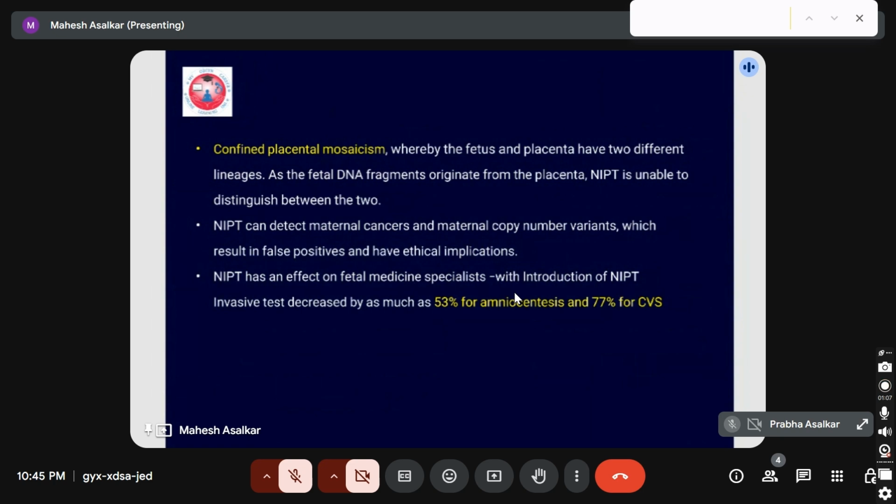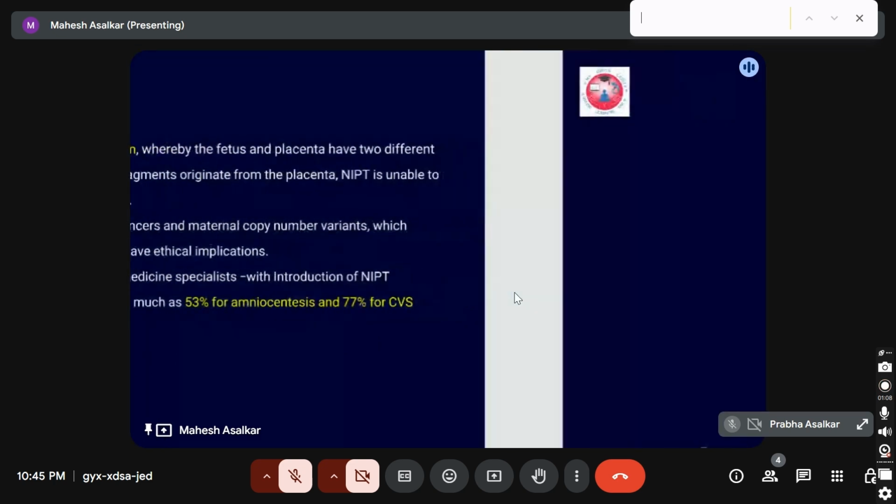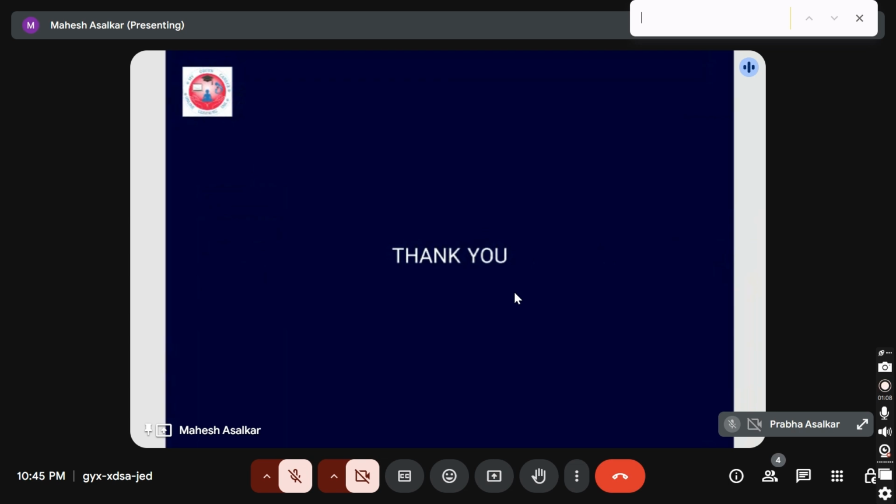And NIPT has an effect on fetal medicine specialists because there is a reduction in the invasive tests carried out. Almost a 53% reduction in amniocentesis and a 77% reduction in CVS has happened because of the availability of this test. So that finishes the topic of CVS and amnio. Thank you.